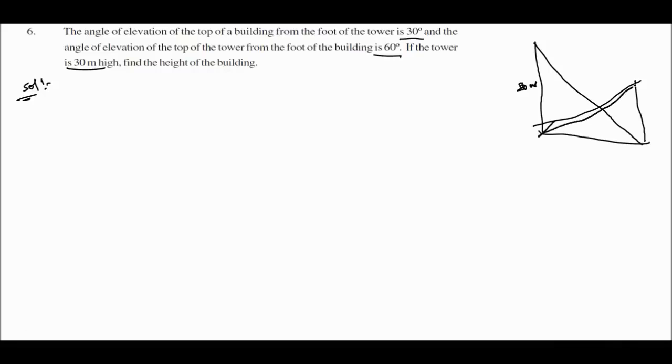Sixth one, solution. The angle of elevation of the top of the building from the foot of the tower is 30 degrees, and here one tower is there and one building is there. The angle of elevation of the top of the tower from the foot of the building is 60 degrees. The tower is 30 meters in height. This is the distance between the tower and the building, so the total distance is d here. It is 60 degrees here and 30 degrees, and the building height is x here.